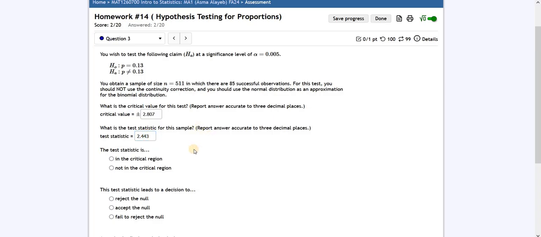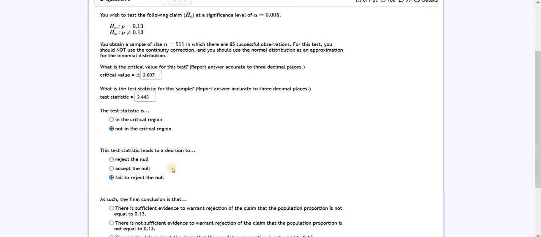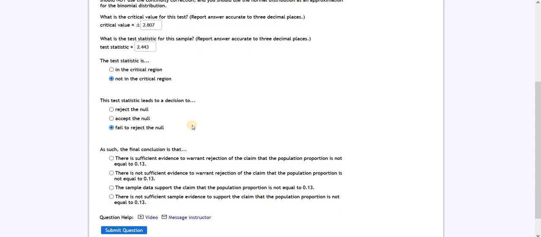Notice here how the test statistic is less than the positive critical value, which means it's not in the critical region. Because it's not, we're going to fail to reject the null hypothesis. Failing to reject the null hypothesis means we do not have sufficient evidence to support our claim. Which statement is saying that? It's the last one: there is not sufficient sample evidence to support the claim.